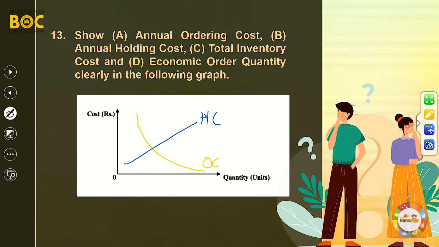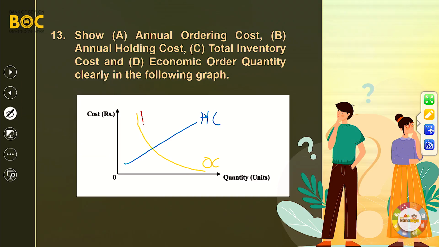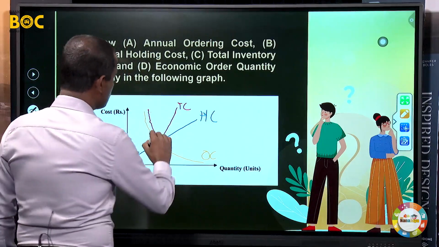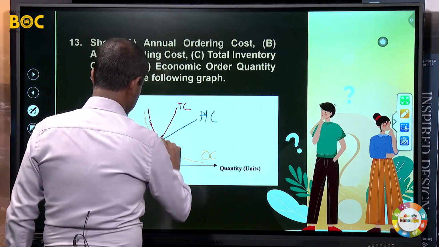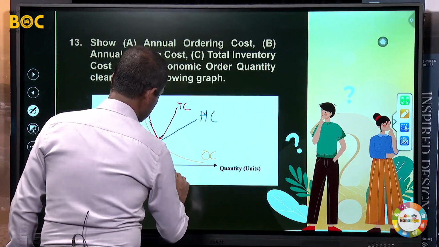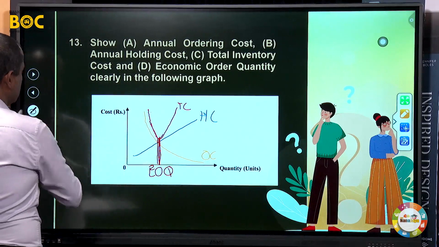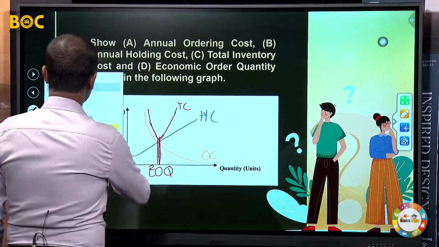So these two cost items are negatively related. Then the total cost comes down to a specific point, then it increases. This is called the total cost. The minimum point of the total cost curve is your economic order quantity.